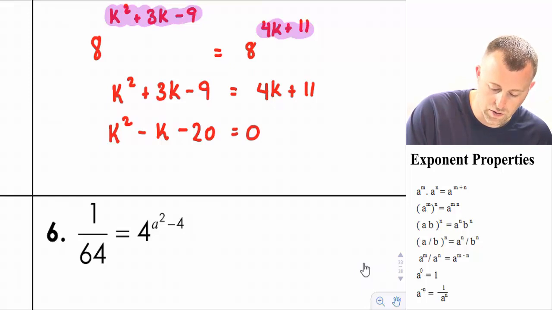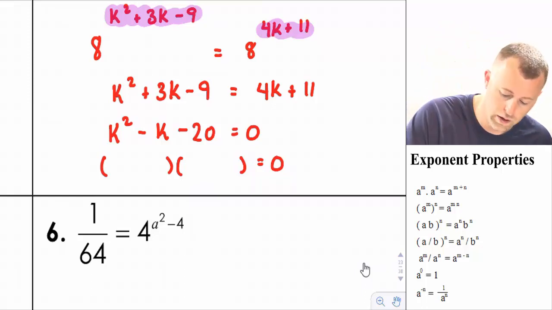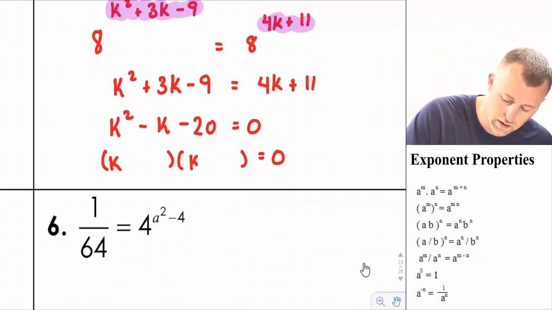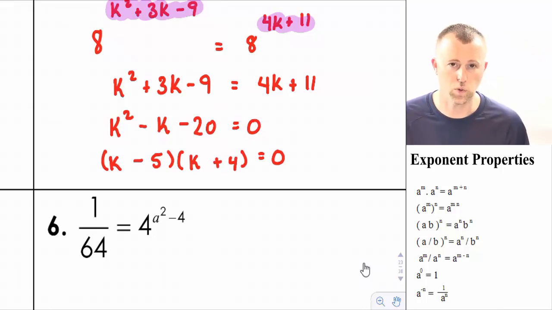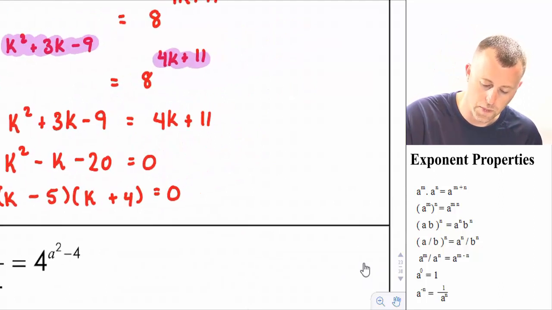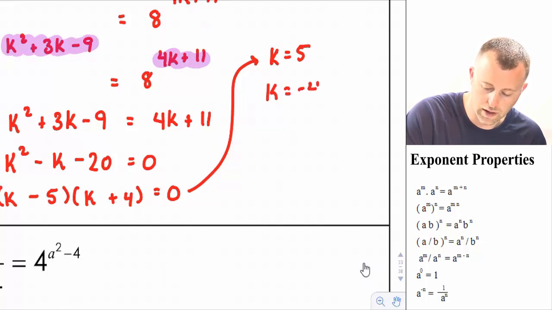And then you factor this. I know that 5 times 4 equals 20. They have a difference of 1. So I have k, 5, and 4. And I'm going to need a minus 5 plus 4 to give me minus 1k. So when you solve, we get k equals 5, and we get k equals negative 4.